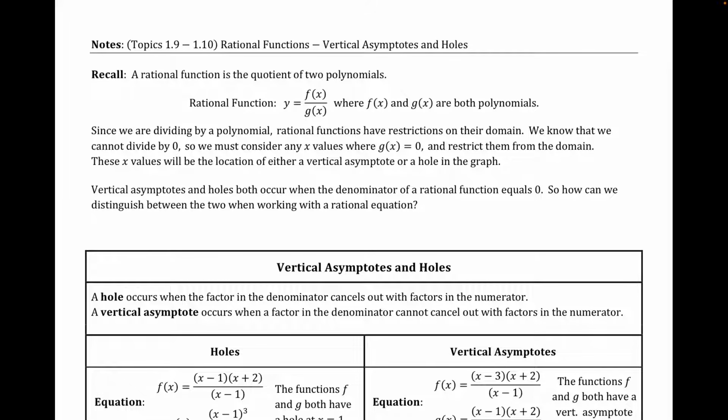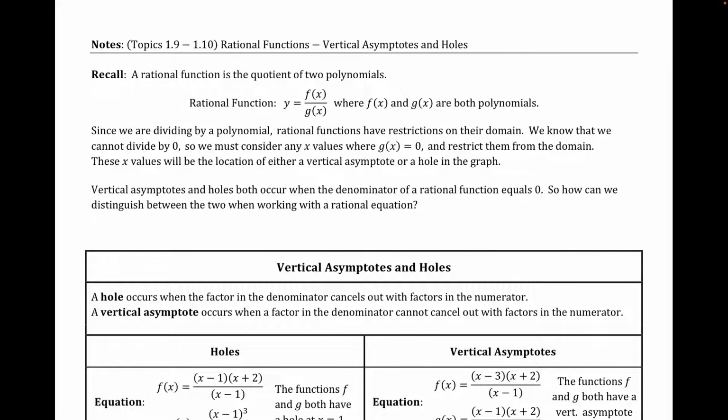All right, we are in AP Precalculus doing the notes for topics 1.9 and 1.10. So this is rational functions. I'm guessing topic 1.9 is vertical asymptotes and topic 1.10 is holes. We're covering them both in the same lesson. So again, we're going to assume that f of x is the top, g of x is the bottom, and there's some sort of polynomials.